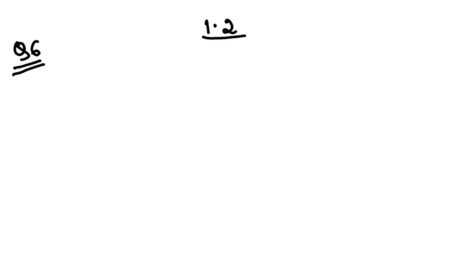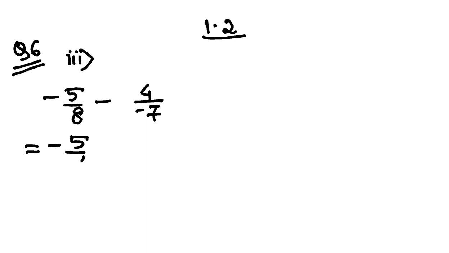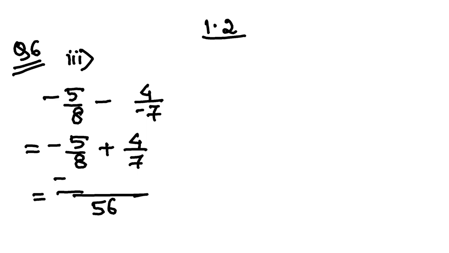Question number 6 is simple evaluation. Let's take question number 3. It says minus 5 by 8 minus 4 by minus 7. So of course it will be minus 5 by 8 minus plus 4 by 7. So if 8 and 7 LCM is of course 56. This will be minus 35 plus 32, and your final answer will be minus 3 by 56. Simple calculation, isn't it? Let's take one more.